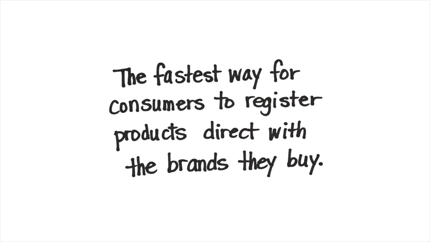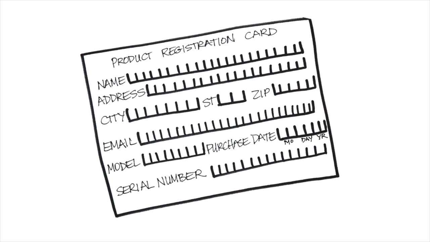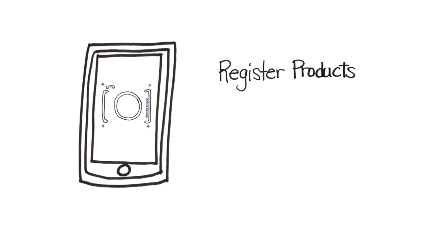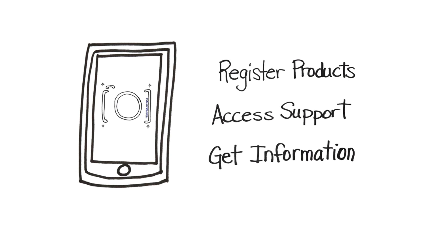Welcome to Photoregister, the fastest way for consumers to register products direct with the brands they buy. What if those paper cards and cumbersome online forms could be replaced with a single photo from your smartphone? Well, that what if is a reality, and it's called Photoregister, the fastest way to register products, access support, and get information from the brands you buy.